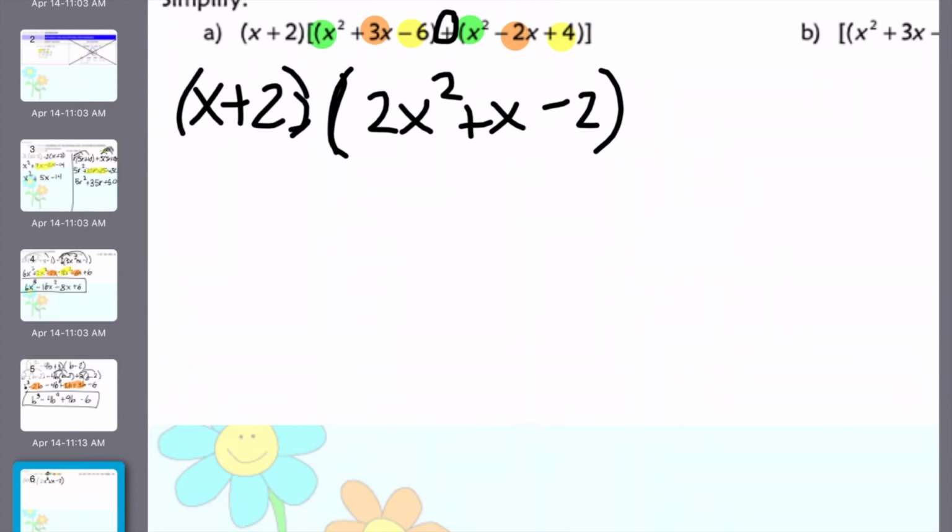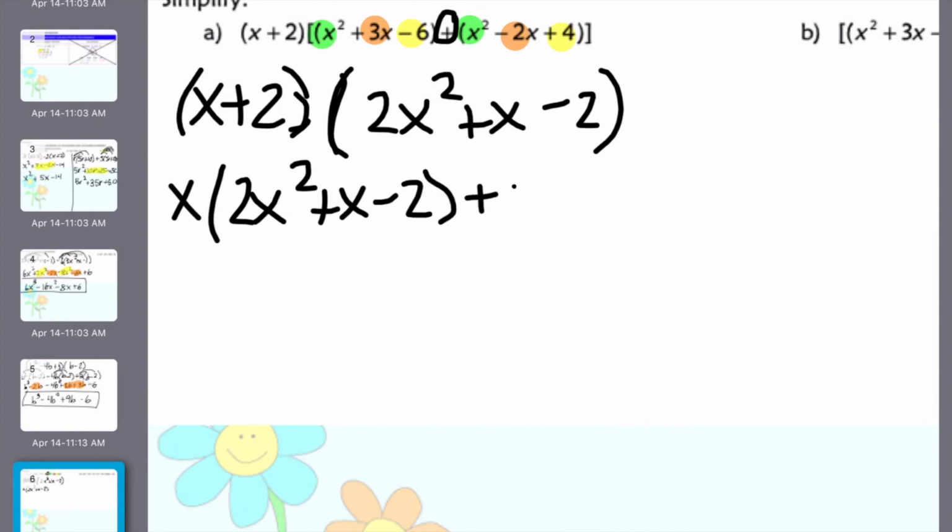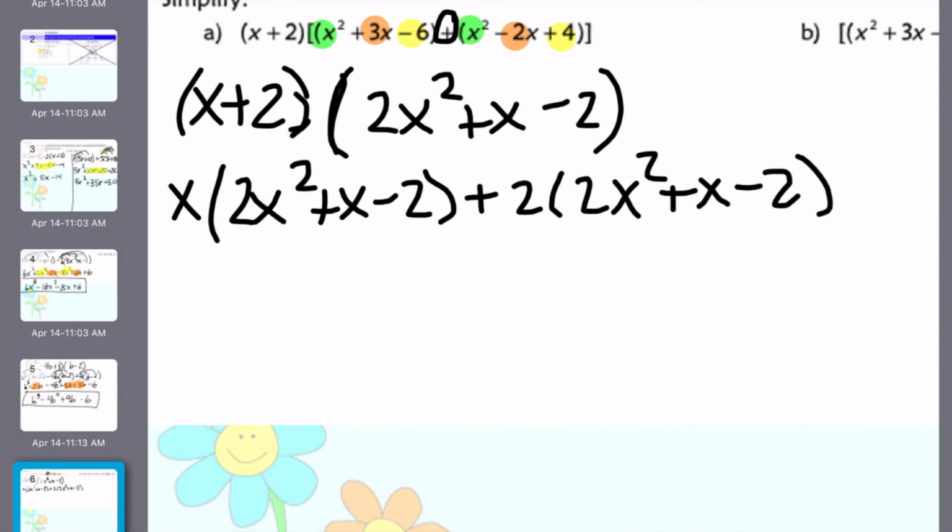So now this just turns into multiplying a binomial by a trinomial, which again, I do the distributive property here. So I multiply x times 2x squared plus x minus 2, and I multiply my positive 2 by 2x squared plus x minus 2. So I need to make sure that I distribute all the way through.